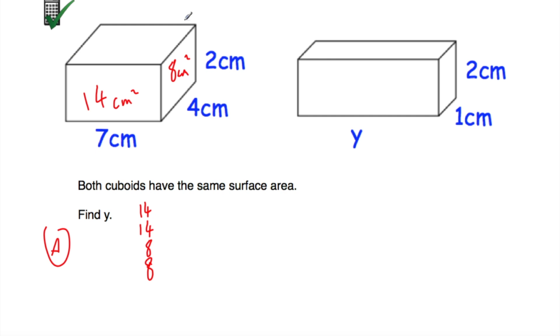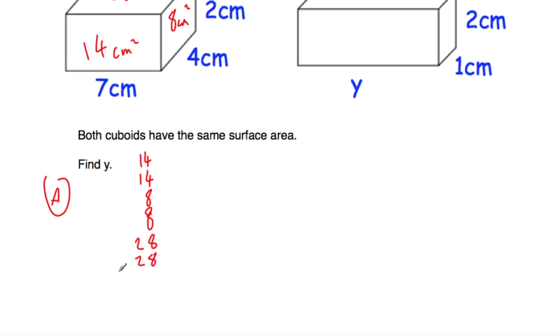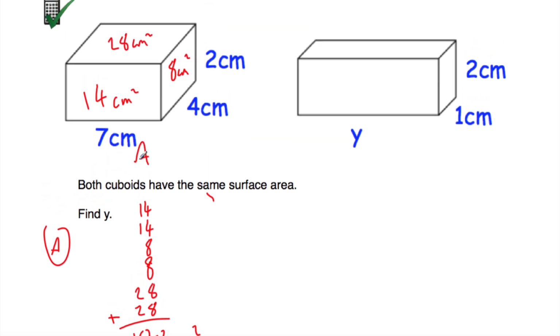So 7 times 4. 7 times 4 is 28 centimeters squared. So that's going to be the top 28 and the bottom 28. So that's fantastic. We've now got the area of all 6 faces of that cuboid. Let's add them up. So we'll do 14 plus 14 plus 28 plus 28 plus 8 plus 8, and that's equal to 100 centimeters squared. So the total surface area of this cuboid, cuboid A I called it, was equal to 100 centimeters squared. Okay, so we found the total surface area of that cuboid.